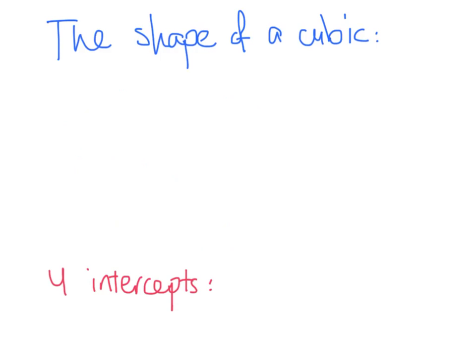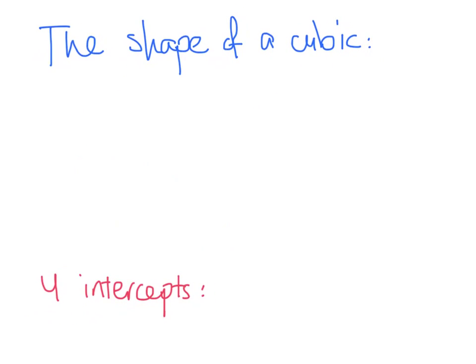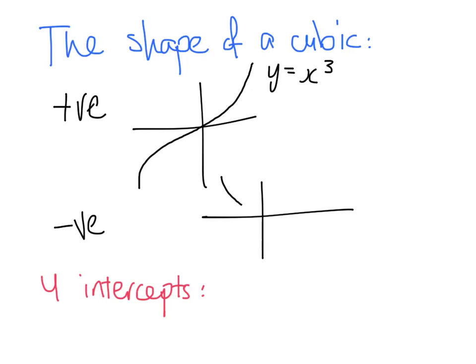So the shape of a cubic, right. A positive cubic graph starts from the bottom right, bottom left even, and wiggles its way up to the top right. So this is y equals x cubed here. A negative graph obviously then works in the opposite direction.